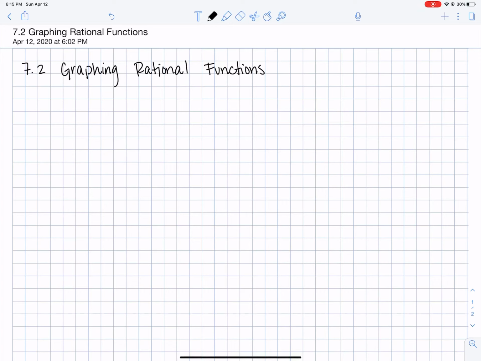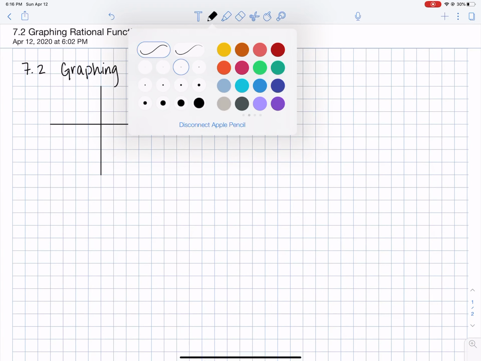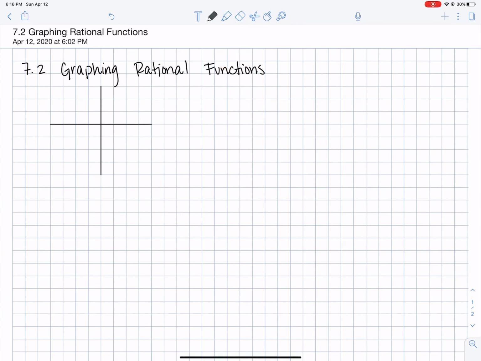So go ahead, draw yourself a set of axes because we are going to add a function to that family of functions that we've been working with, and we're going to add one more parent function to those. All right, so the one we are going to work with is f of x is equal to 1 over x. This is, of course, our parent function. Our rational function is what we call it.